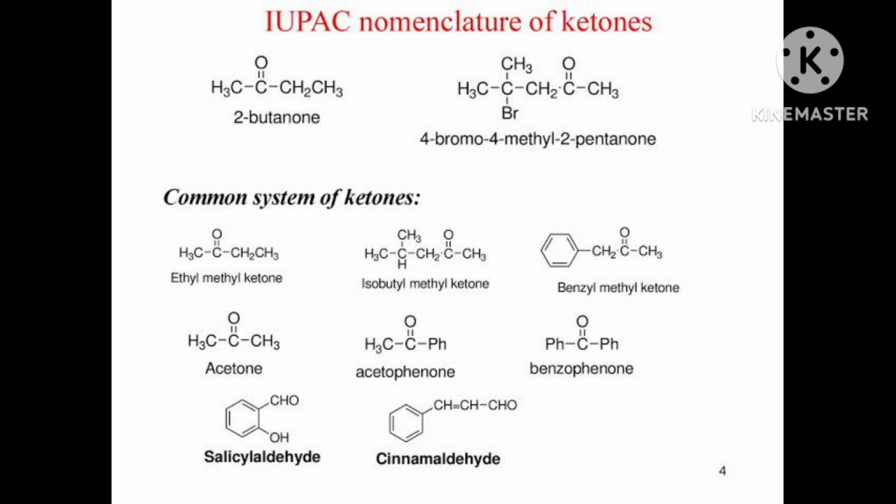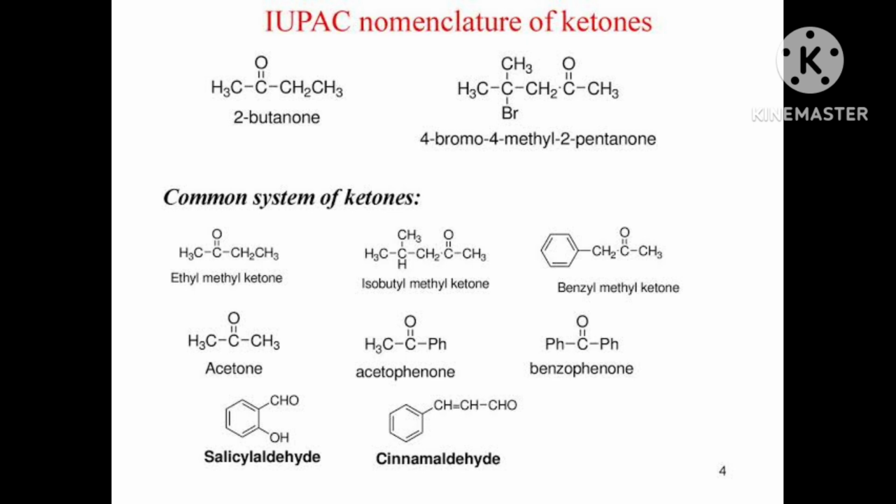Then the IUPAC name will be 3-bromobenzaldehyde. In the place of M, meta, you are writing 3, because that is carbon number 3 from the aldehyde. Hence all things are the same; in the place of meta you are writing 3. Then 3-bromobenzaldehyde. Now I will discuss some examples of ketone.